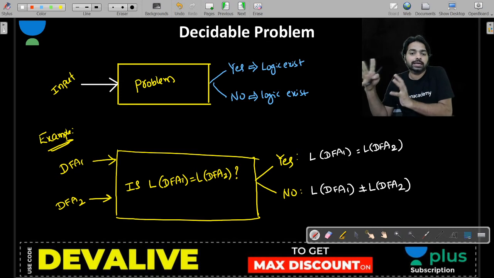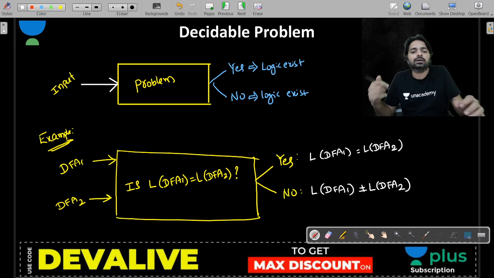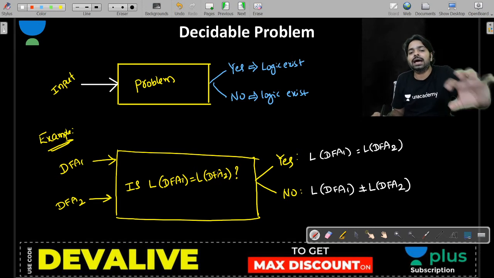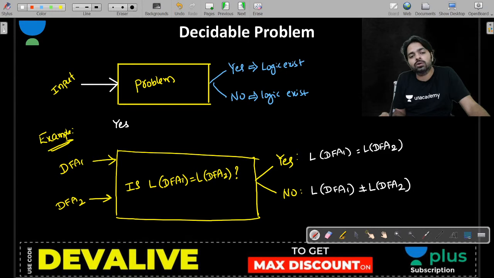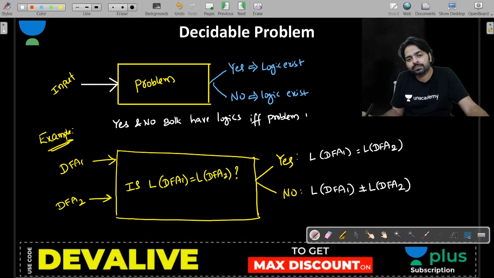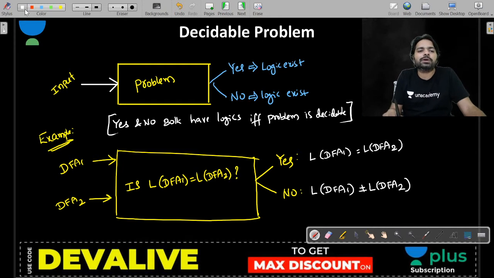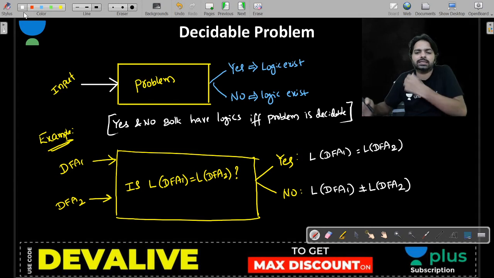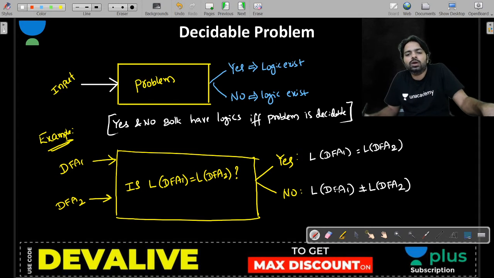Right now we have not started it, but I'm giving just a definition example, right? If yes and no, both have logics, if and only if the problem is decidable. This is our definition here. Now I'm asking for a particular example. I'm going to discuss so many problems like this. If I'm saying equal, what do you do, guys?